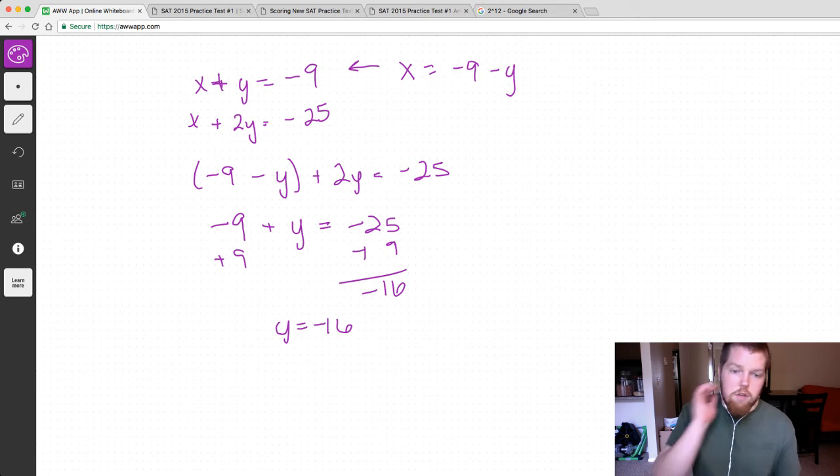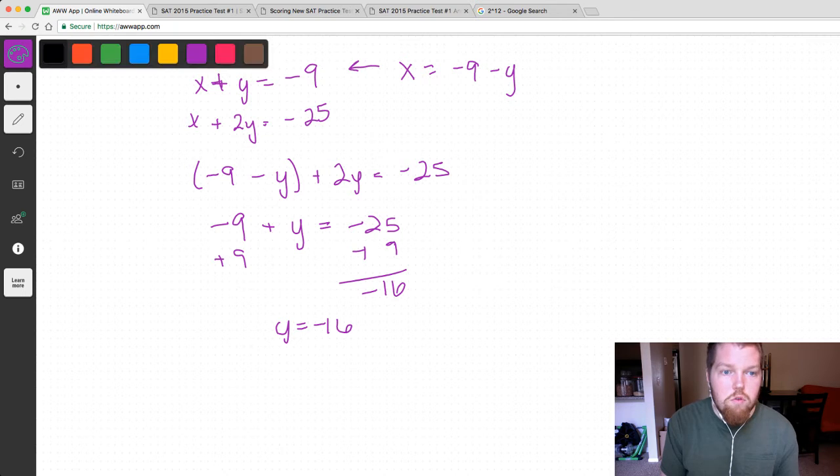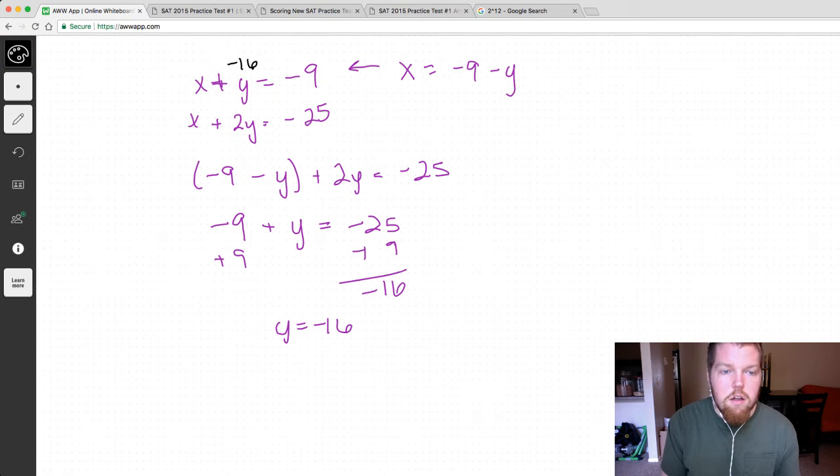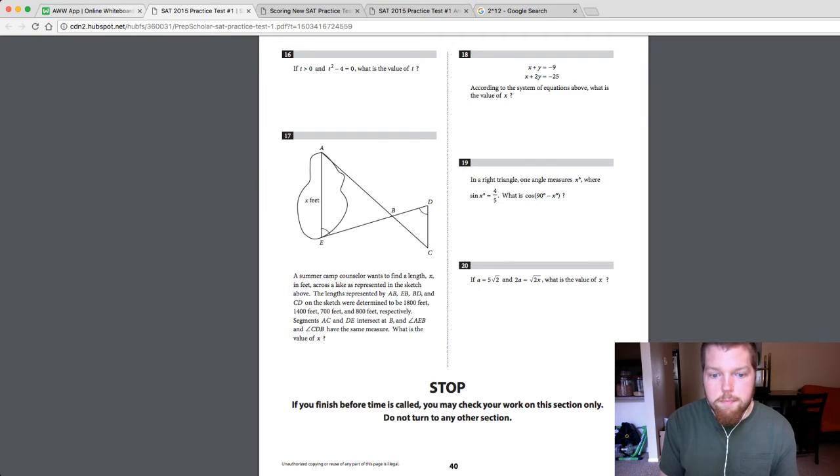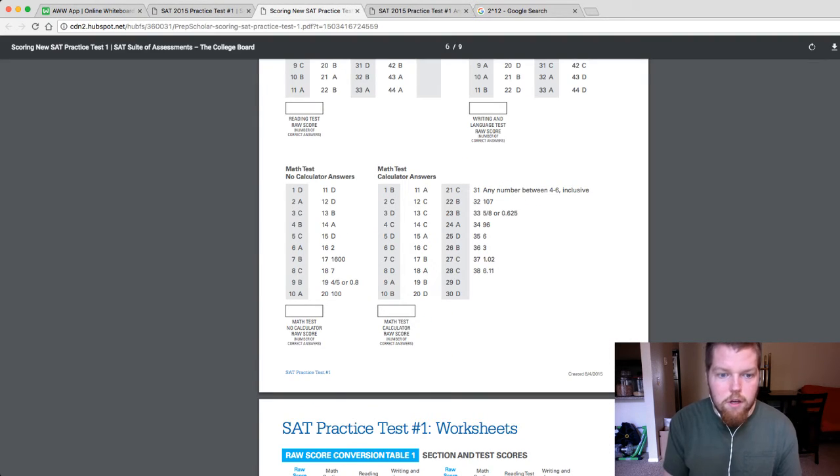So I was almost there with the negative 14. And then we'll plug negative 16 up here for y. And we'll ask ourselves what minus 16 is negative 9. That's going to be positive 7 minus 16 is going to give us negative 9. So x equals 7 and y equals negative 16. And I think they asked us for x, yep, which is 7 for number 18. And we got it right.